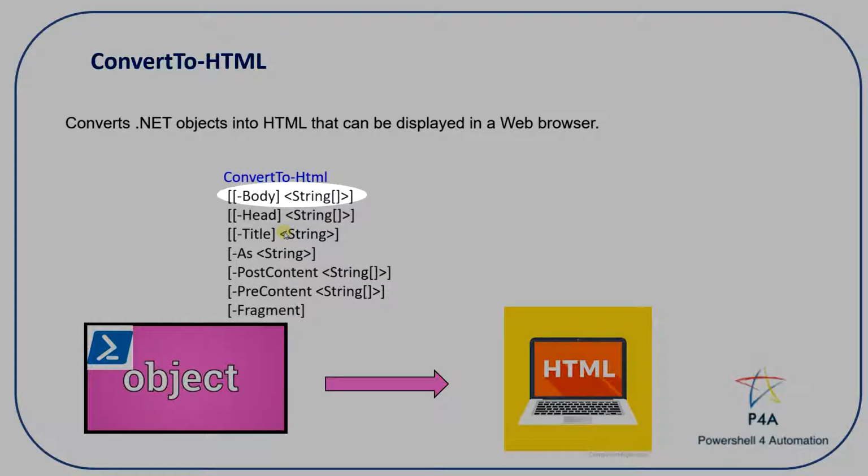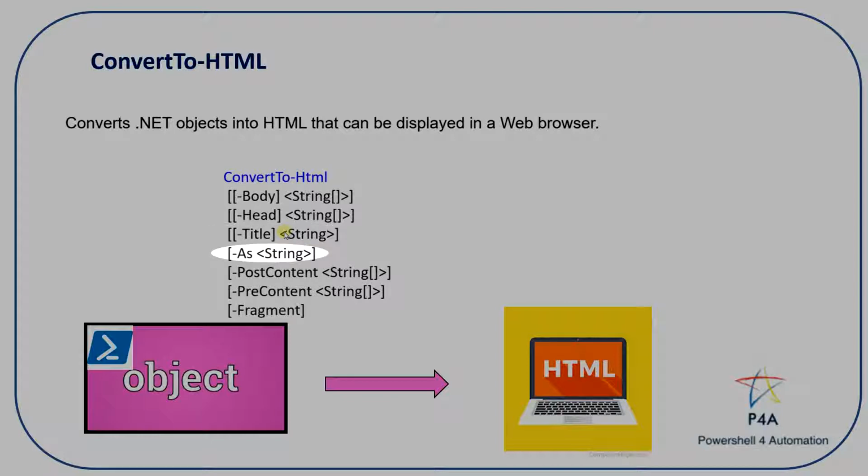For example, the Body parameter specifies the text to be added in the body section when you're using an HTML file. The Head parameter specifies the content of the head tag that you used in the HTML file. Then the Title also depicts the same thing that comes in the HTML file, where you use the data in between the title tag.